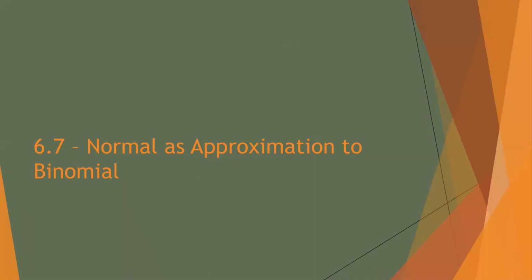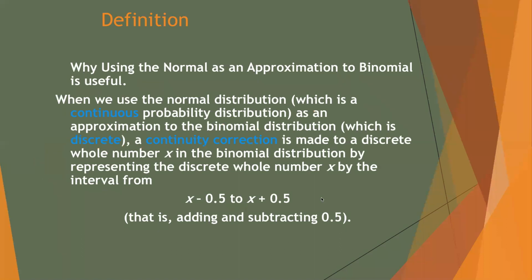All right, here's 6-7, normal as approximation to binomial. Note that this is a normal as an approximation to binomial, okay? So why using the normal as approximation to binomial can be useful? Well, when we use the normal distribution, which is a continuous probability distribution, as an approximation to the binomial, which is a discrete distribution, a continuity correction is made, okay? So if you want to do this kind of thing, you have to use this continuity correction.